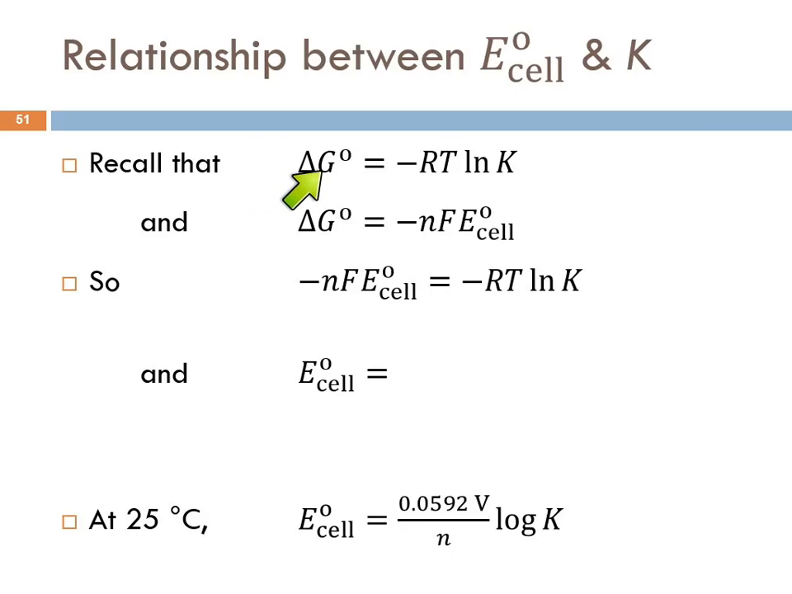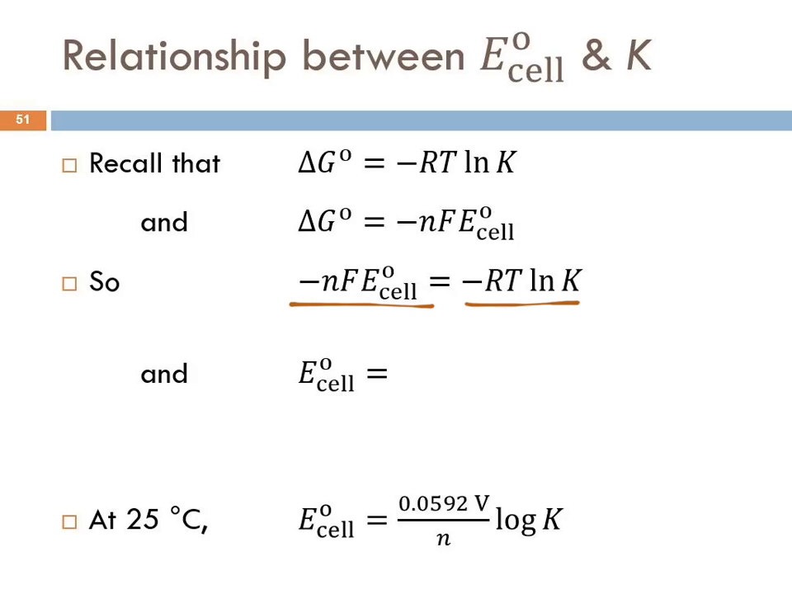So we learned earlier that the change in free energy is equal to negative RT natural log of the equilibrium constant. That was the relationship between delta G and K. Well, we just showed that delta G is equal to negative nFE, so these two things must be equal. So that's what I did here, I put this one on the right side, this one on the left side, and then we can rearrange that.